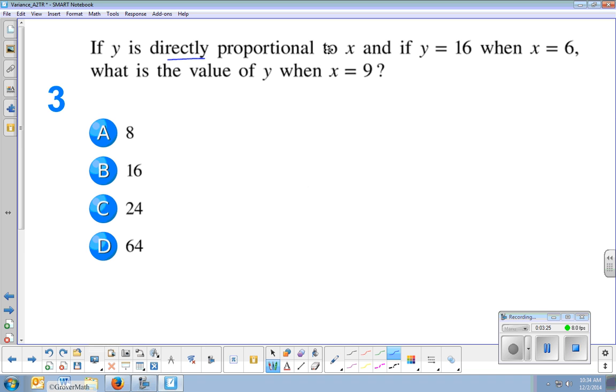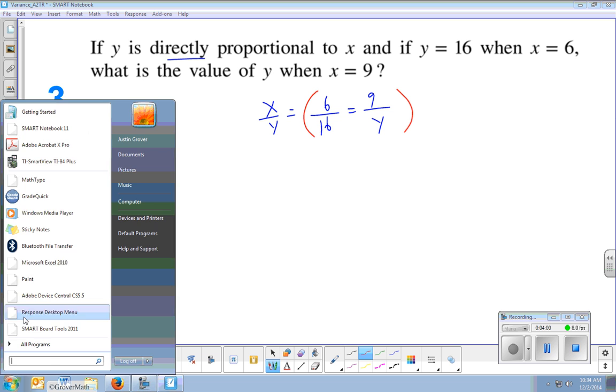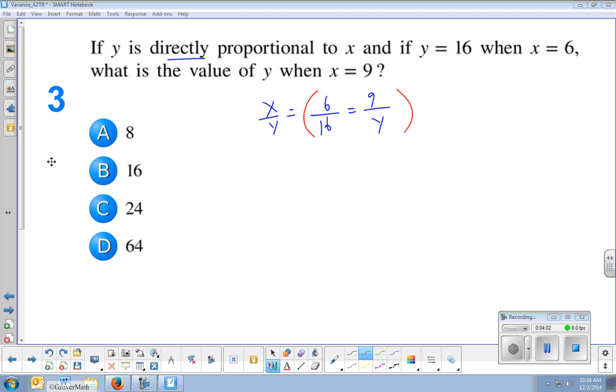If y is directly proportionate to x, so again we're looking at an x over y relationship, and it could be y over x. It really is the same thing. It's going to be consistent as long as you keep the x's on top or bottom throughout. If y equals 16 when x equals 6, what is the value of y when x equals 9? And so what you do here is you've created a simple proportion right here. And you're going to just cross multiply this. Get our calculator out in case we want to do a little algebra on here.